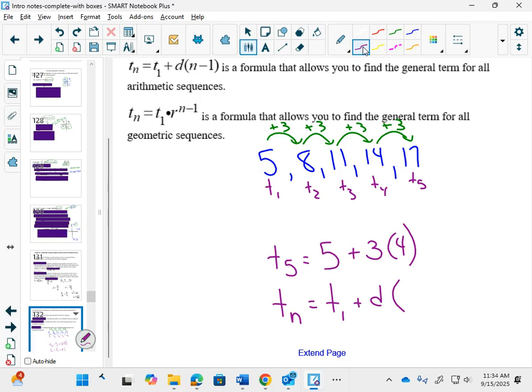And when I wanted to find the fifth one, I added three times. If I wanted to find the fourth one, I'd add it 3 times. If I want to find the nth one, I'd have to add it n minus 1 times. So I take a specific example, recognize what's happening, and then I'm like, I can make this formula.